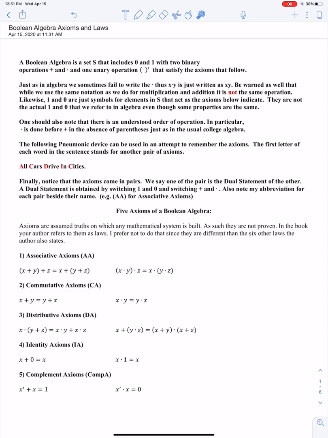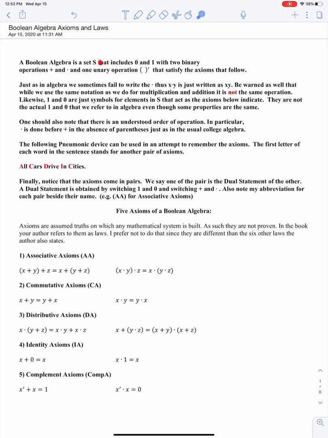Well, a Boolean algebra is just an arbitrary set S that includes 0 and 1, but it can have other stuff in it. And because of that it can have more things other than 0 and 1, which means it takes more than just a table to prove that two things are equivalent.